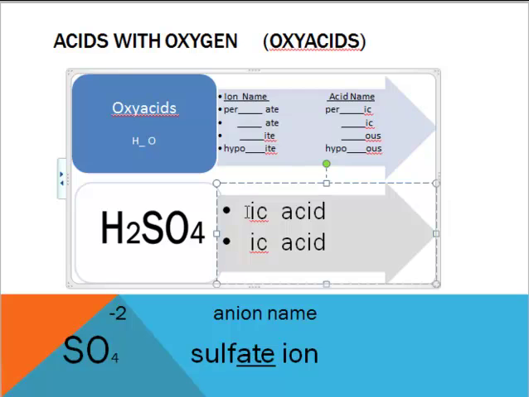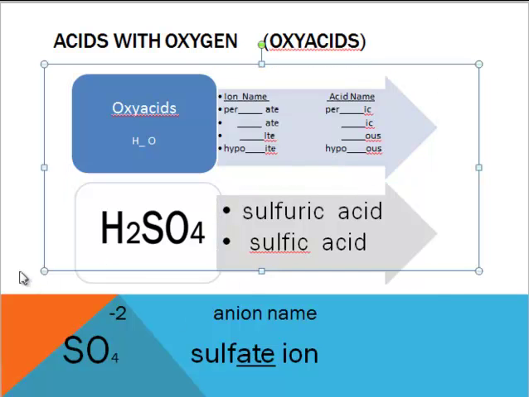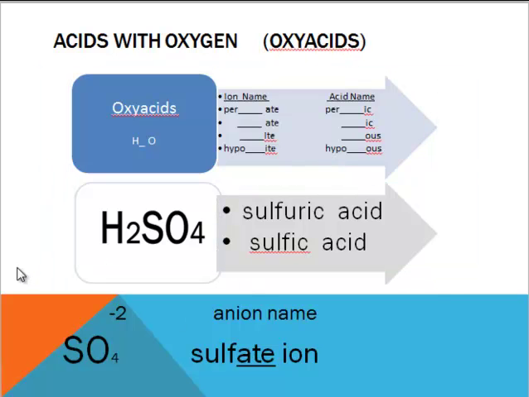What part of sulfur do I keep? Well, the whole thing if I want. Or as I told you before, I can get rid of the U and the R and get SULF. So this acid can be called sulfuric acid. It's a very common acid, the most common industrial acid used in the world, or sulfic acid. It can go by either name. Let's try another one.